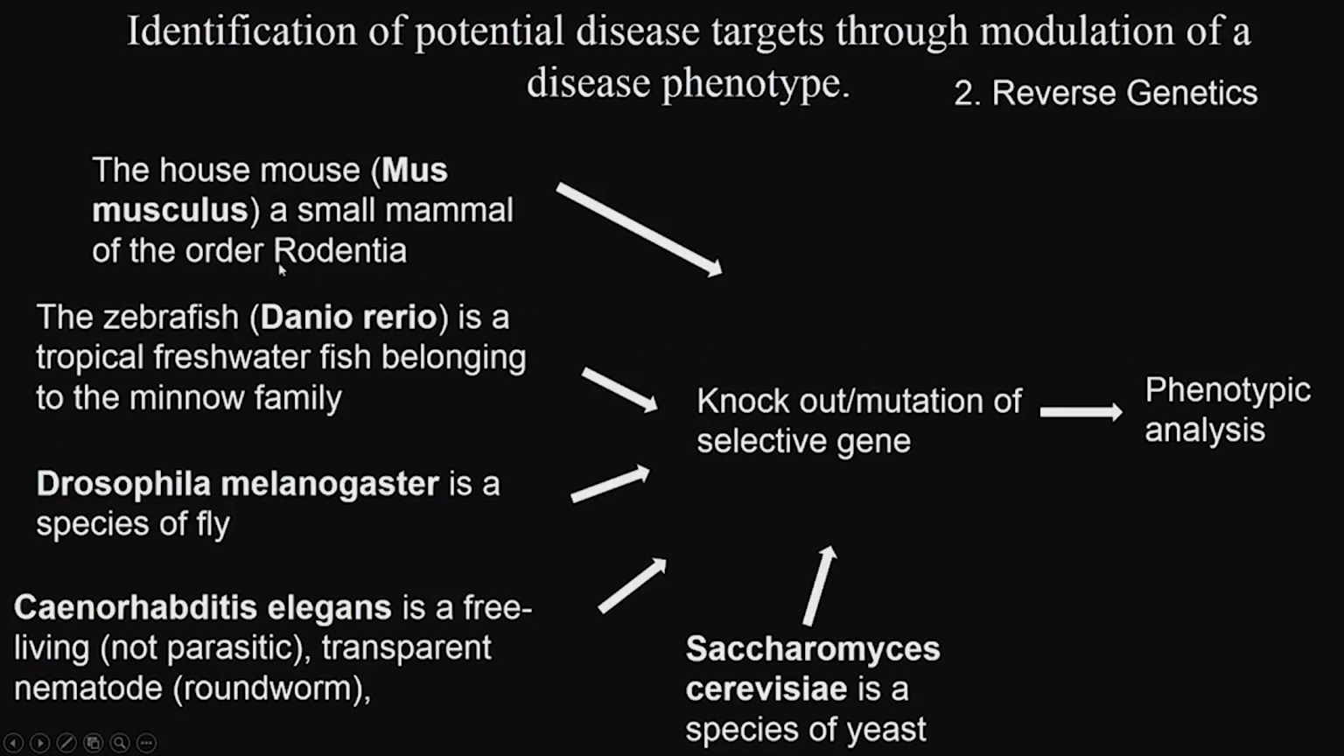In the reverse approach, you do it the other way. We take a mouse, a small mammal, or a zebrafish, or Drosophila, C. elegans, Saccharomyces or yeast, and then we perform a knockout or mutation of the selected gene and look at the phenotypic analysis. Here we do not know which gene needs to be knocked out to arrive at that particular phenotype, so you may have a trial and error type approach. This is the reverse approach.